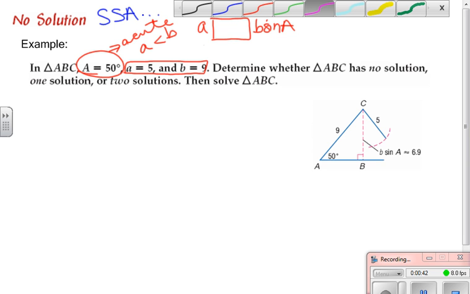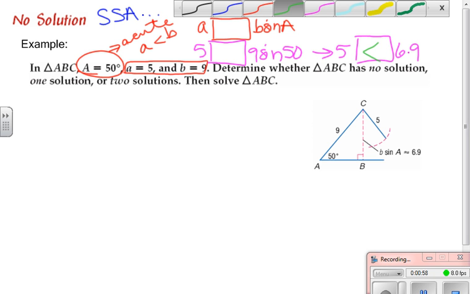So how does 5 compare to 9 times the sine of 50? Well, that becomes 5. How does 5 compare to 6.9? And 5 is less than 6.9, and if you follow that down your flow chart, you find out this has no solution. And so you're done. There's no way that a side length of 5 will ever be able to connect in any way or form to that bottom side AB to make a triangle.